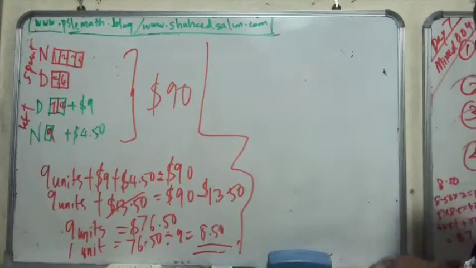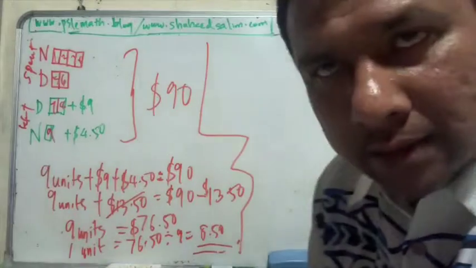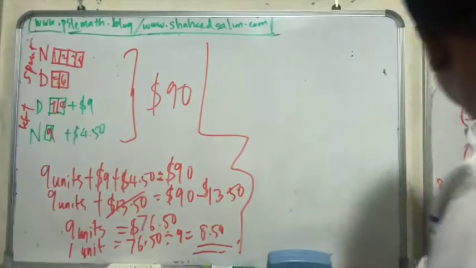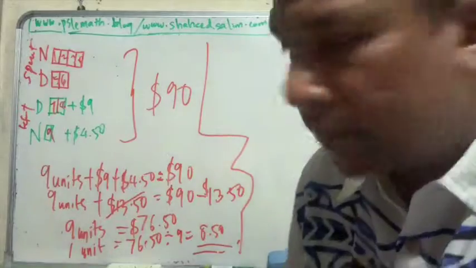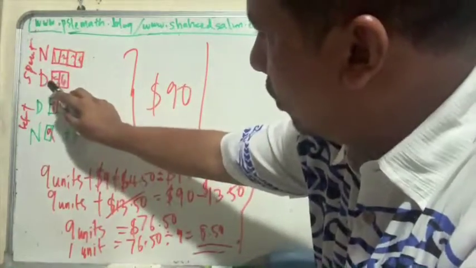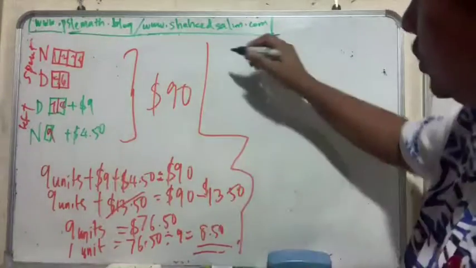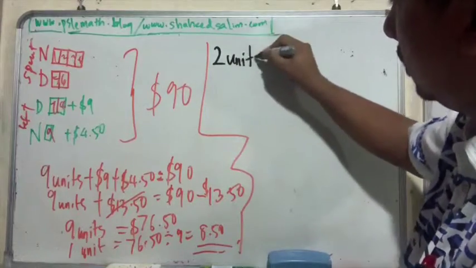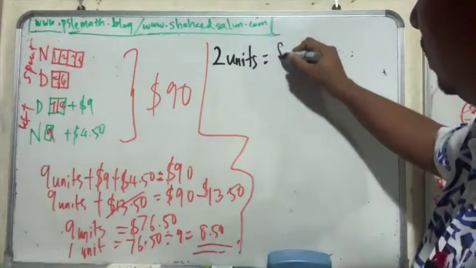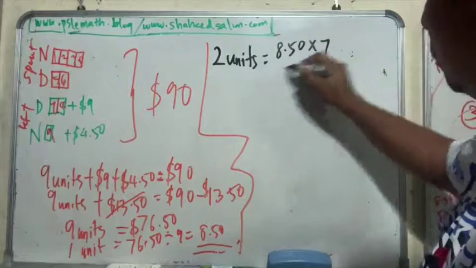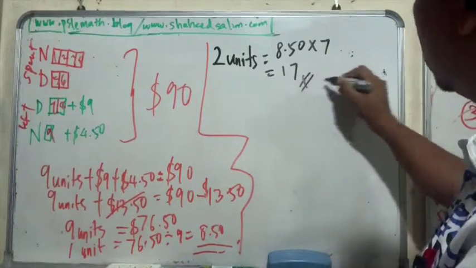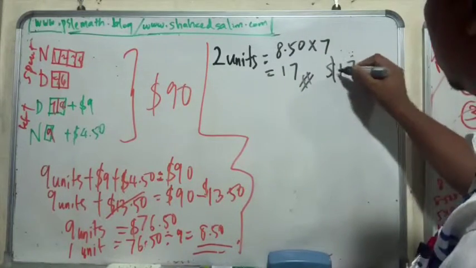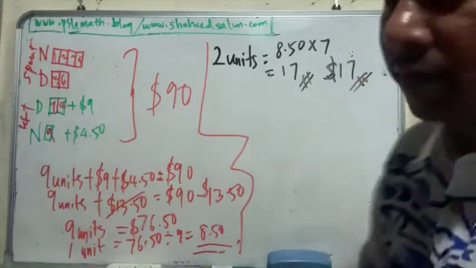Now come to the next one. The question asks, how much money did David spend? Now let us look. Spend, David, 1 unit, 2 units. So 2 units equals $8.50 times 2, which is equal to $17. So $17 is the answer for A.